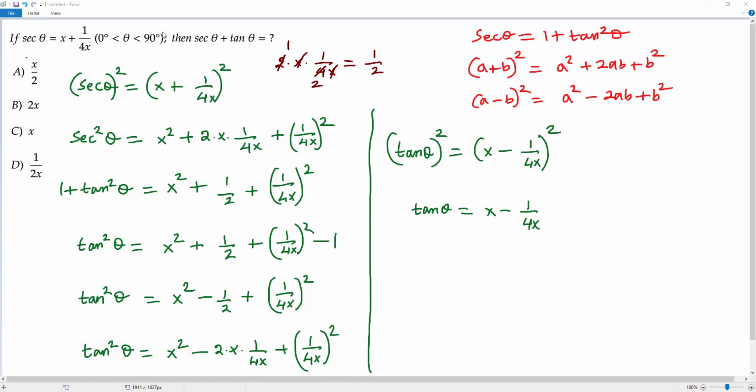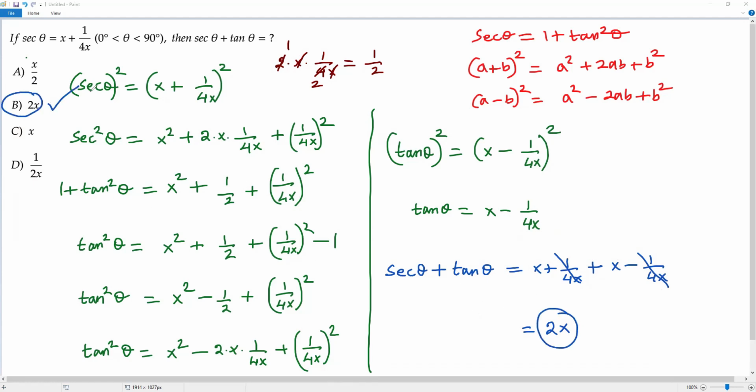Now let's get the value of secant theta + tangent theta. Let me write it. Secant theta + tangent theta equals, already we have secant theta, that is x + 1/(4x). Let me plug in x + 1/(4x) for secant theta. For tangent theta, we have x - 1/(4x). Here this + 1/(4x) and - 1/(4x) will cancel out. When I combine this x and x, I am getting 2x. So secant theta + tangent theta equals 2x. I find 2x in answer choice B. The correct answer choice for this question is B.